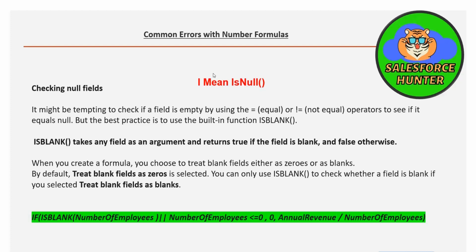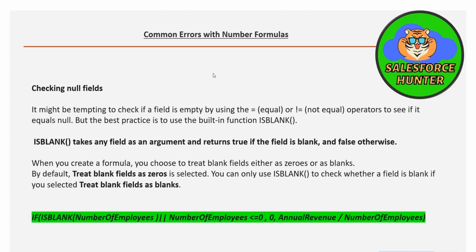Why? Because isNull doesn't work on the text field, and in Salesforce a text field can't be null. So we use isBlank, which works on both numbers and text. And also you need to keep one thing in mind. There are options when you design the field, as I have already shown you in a previous video, but we'll see it in this video as well.